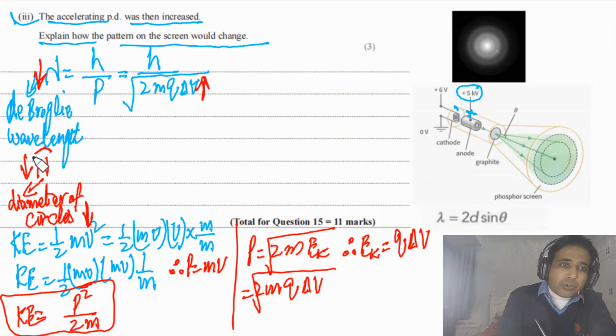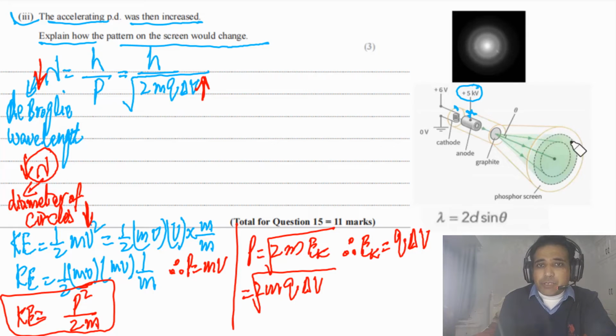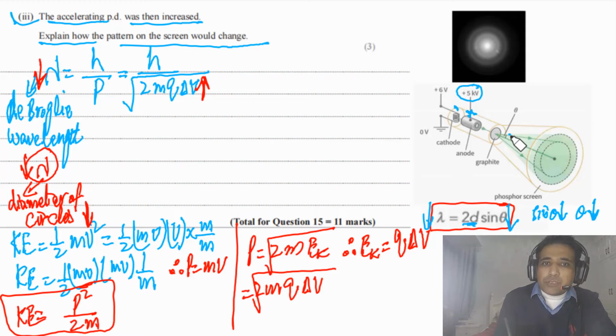If you are curious about how lambda affects the diameter, you need to understand this equation, and this is not part of your syllabus, this is just for your information. If lambda decreases, and this is constant, d is the spacing between atoms, so sine of theta will go down. If sine of theta decreases, theta also decreases. If theta decreases, the diameter of this circle will decrease. I hope this is clear to you.